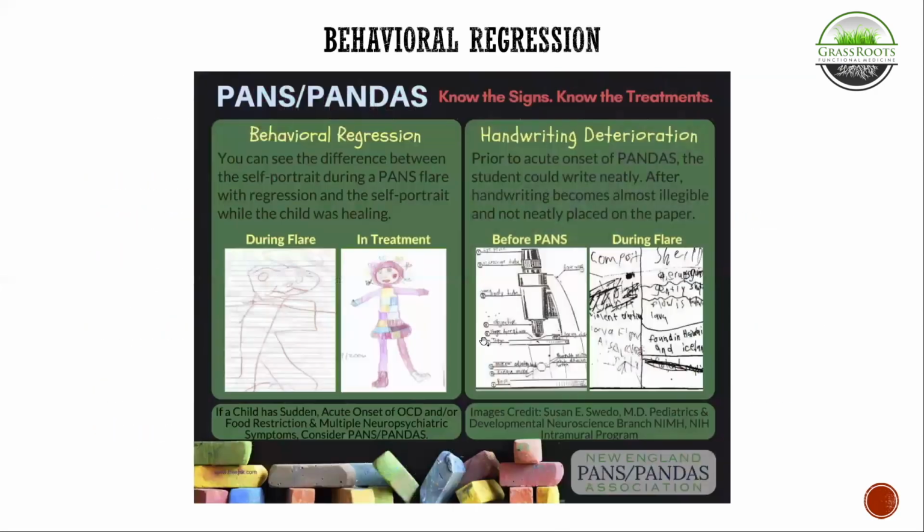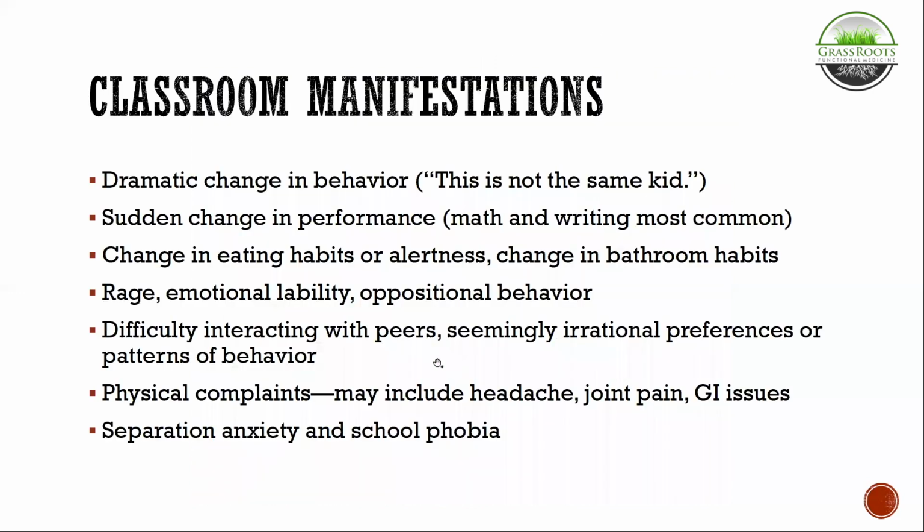So here's a good example of behavioral regression. On the left-hand side here, you can see a child's drawing during a flare, and then what was happening during treatment. And this is not a significant amount of time in between. On the right-hand side, another example looking at handwriting specifically. So some pretty significant changes there when the child is inflamed and in a flare compared to when their inflammation is down and they are being treated.